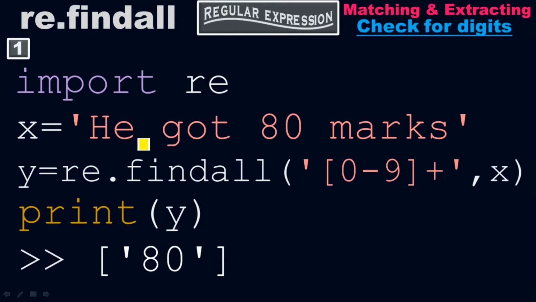Now X equals "he got 80 marks". So this is the statement inside the quotes. Use this expression re.findall of 0 up to 9 inside the close bracket, plus, comma, X. We'll check the digit from 0 up to 9. Plus sign means that it will repeat one or more times.